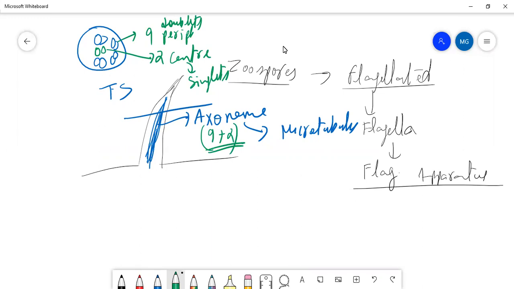ठीक है, ये एक axoneme हो गया. अब इसका axoneme कहां से निकल रहा है भाई? ये axoneme arises out of something. At the base of axoneme, ये देखो, at the base of axoneme we have what? We have a kinetosome. क्या कहते हैं इस स्ट्रक्चर को? Kinetosome.